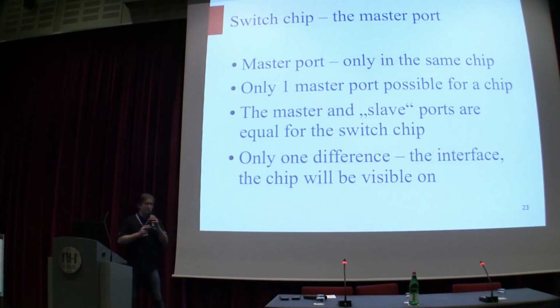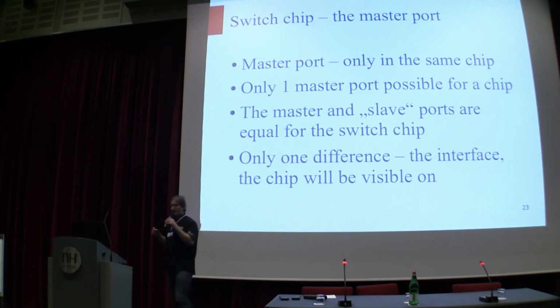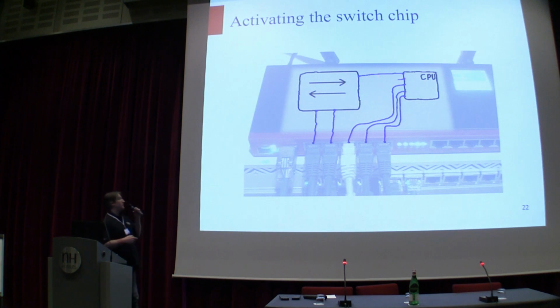So, a few very important facts. Of course, I can only choose a master port that belongs to the same switching chipset as the port I'm configuring. And also, there can be only one connection between the CPU and the switching chipset. Of course, if I have 2 switching chipsets, the configuration is separate for each of them. But for one switching chipset, I have only one connection.